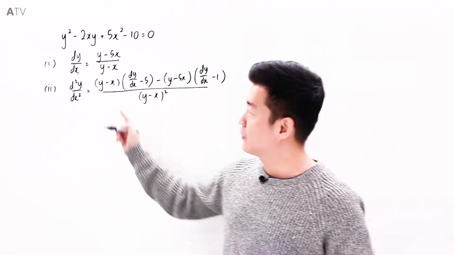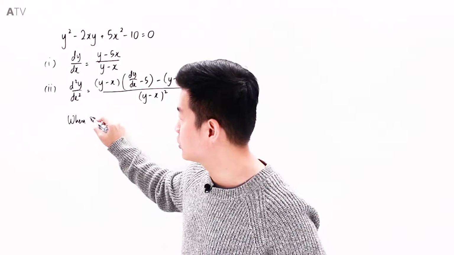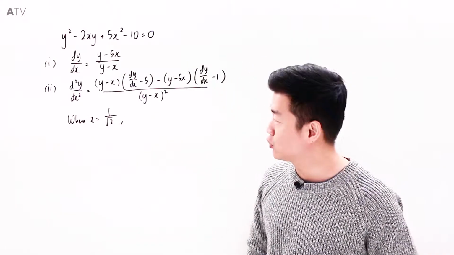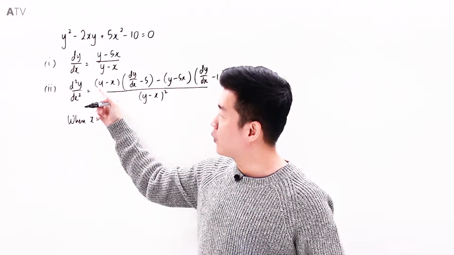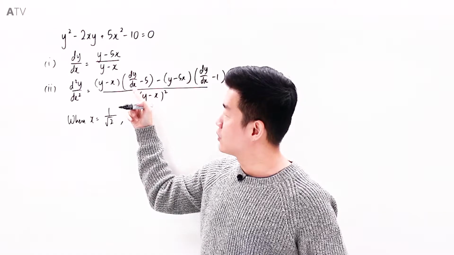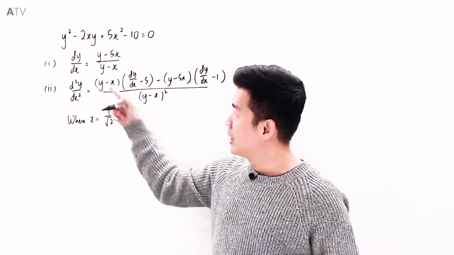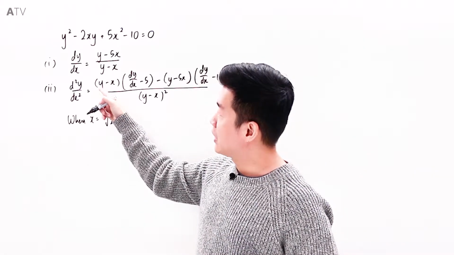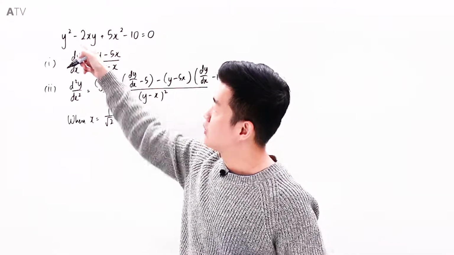We are going to find the value of d squared y over dx squared when x is equal to positive 1 over square root of 2. And in order for us to find the value of this, we need the value of y, x, and of course dy/dx. x is already found, it is this 1 over square root of 2. How about y? When x is equal to 1 over square root of 2, in order for us to find y, we can sub x is equal to 1 over square root of 2 into all the x's here so that we can find y.